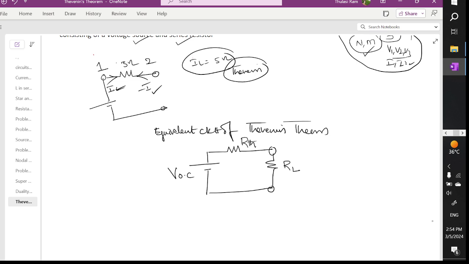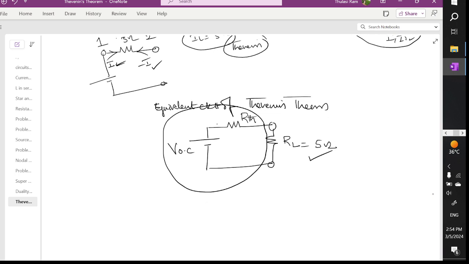So this is the load resistor given to us, 5 ohm. We want to replace the complete network with this network and replace the same load resistor RL. So I can find the current IL, where IL is called load current and RL is called load resistance. The voltage at this point is VOC. Current flows across R Thevenin and across RL like this.